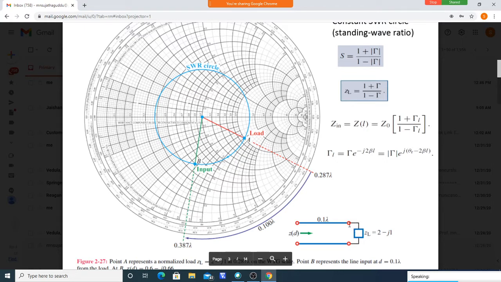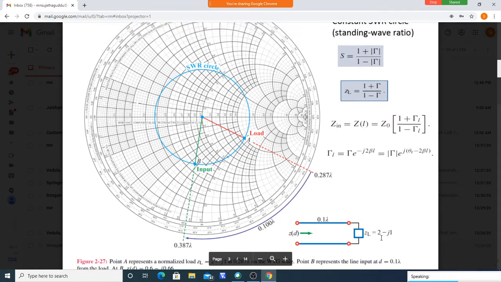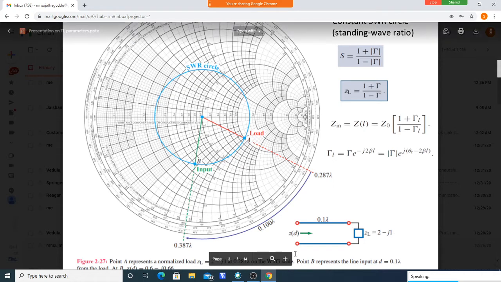So what you have to do is move a distance of 0.1 and measure the impedance. What is the impedance there? Mathematically it is difficult to do that, so you can easily measure it from the Smith chart. How to do that? First you should mark the load ZL. The normalized impedance you take is 2 minus j1, and you mark it in the Smith chart.